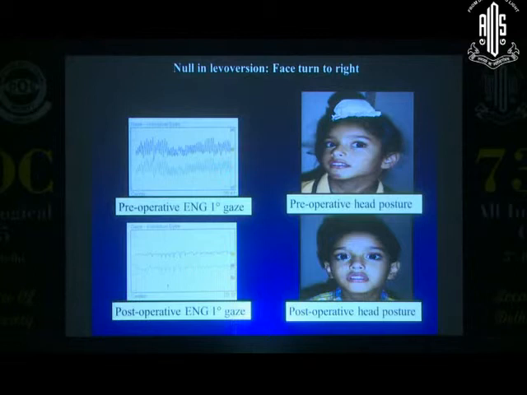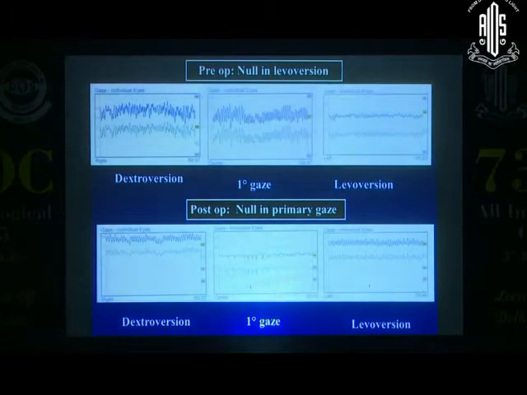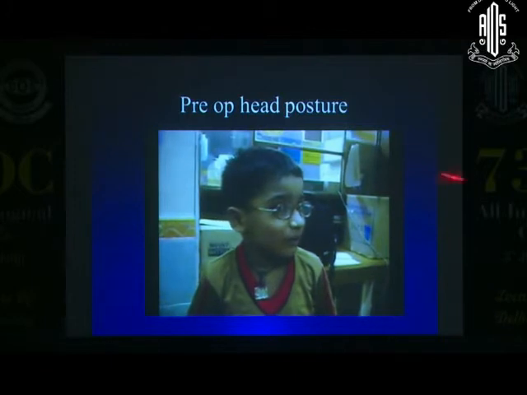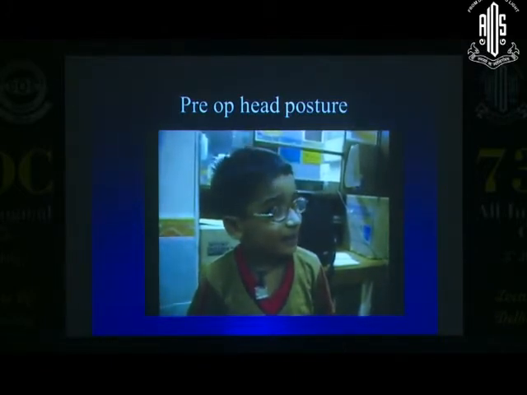So this is the primary gaze ENG that we are showing. Again, null in levo, and this was the correction post-operatively. And this was just to show you that, as the child is reading down, now you're getting the real null position that you need to correct for. So the child walks in straight. Often the child will not tell you that.